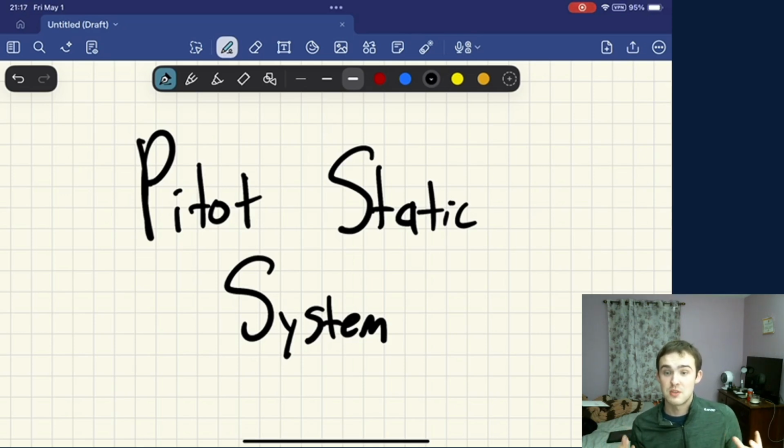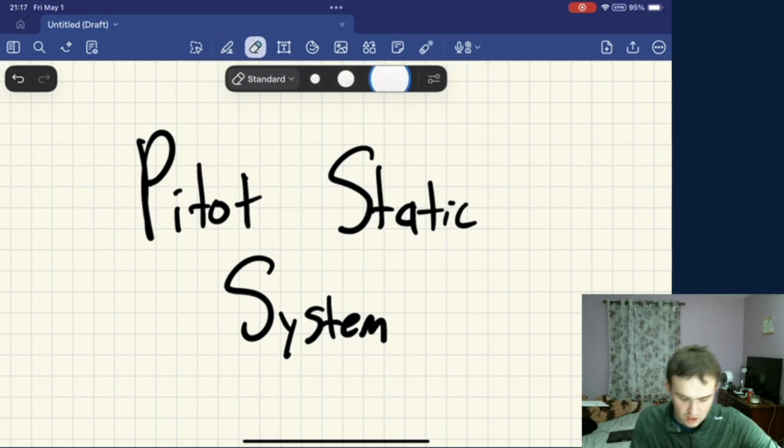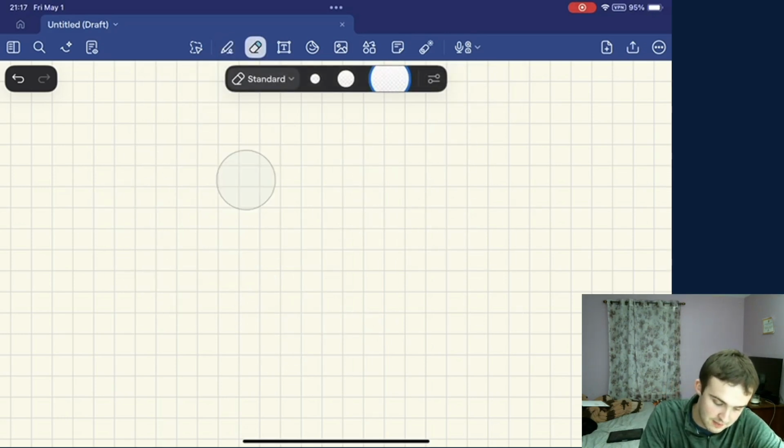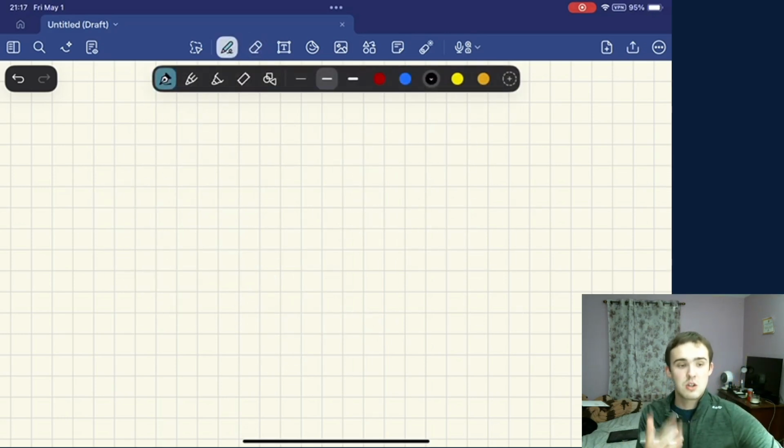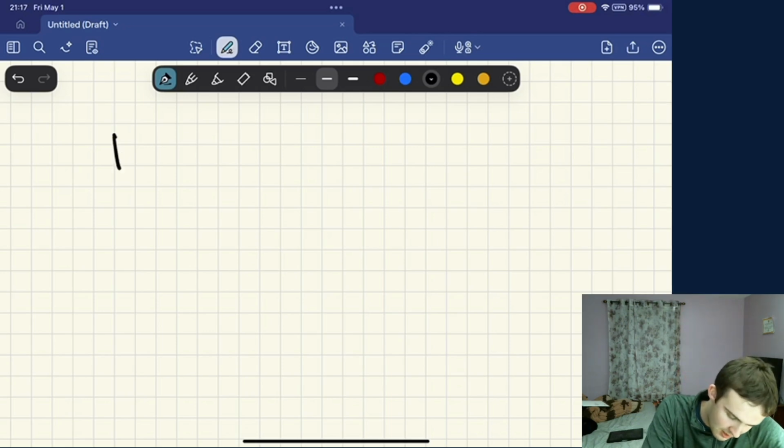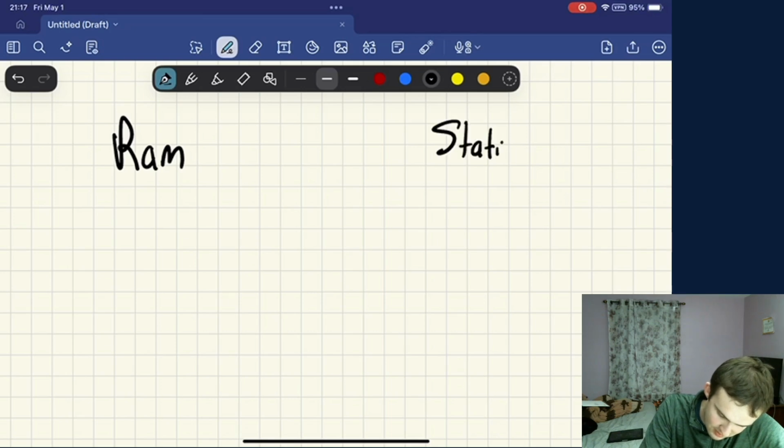It's a super simple system, and we're going to break it down step by step of how we go from air pressure to seeing our needles move on our airspeed indicator, our altimeter, and our vertical speed indicator. And we're going to start by clearing my screen, obviously. We're going to be discussing the 2 different air inputs that result in the inputs on our pitot static system. We have ram air and we have static air.